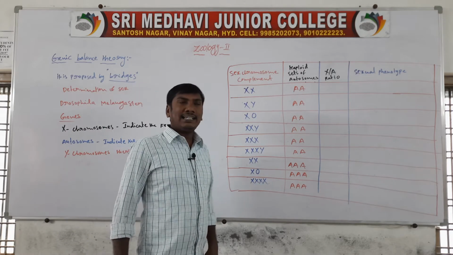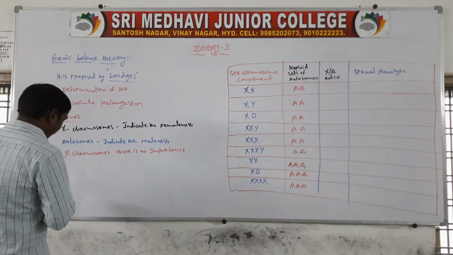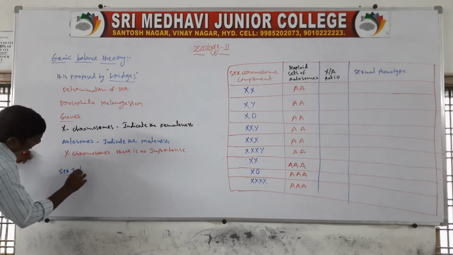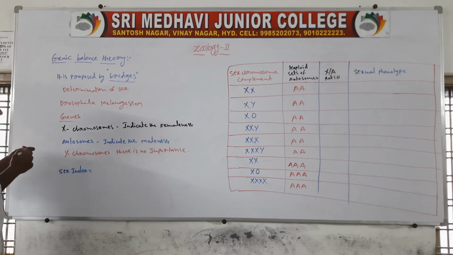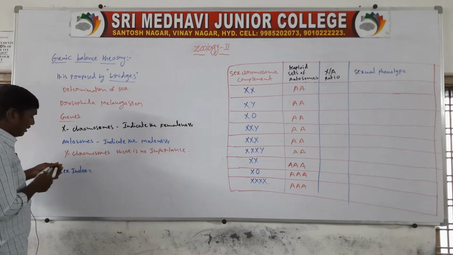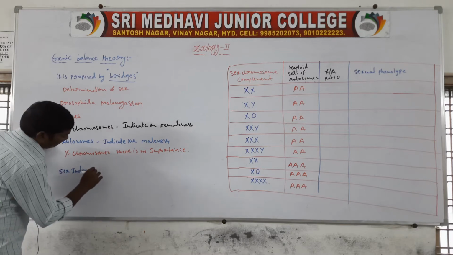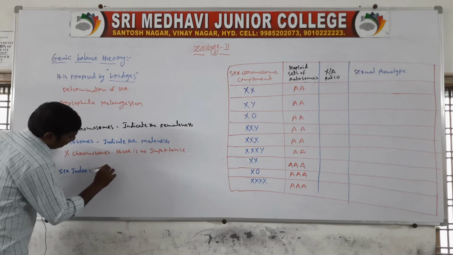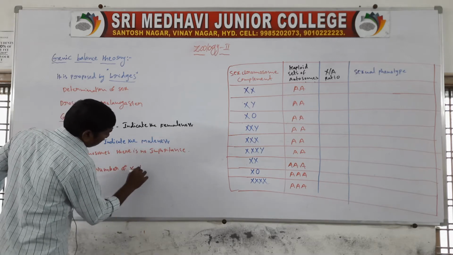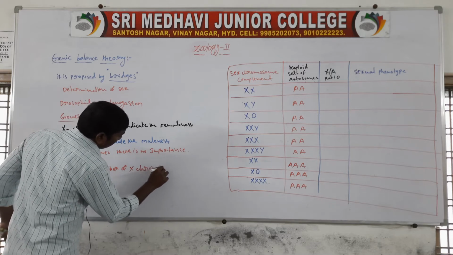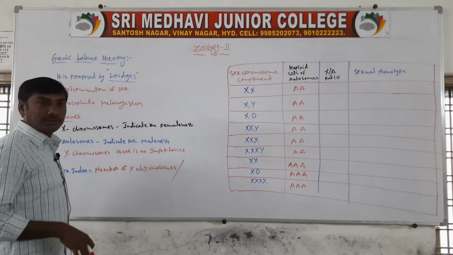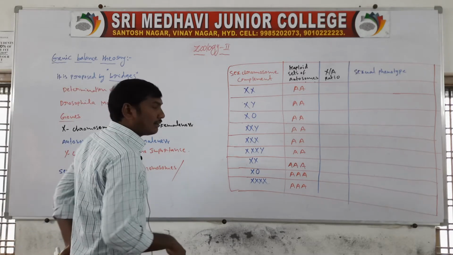In this theory, the sex index is the number of X chromosomes divided by the number of sets of autosomes.